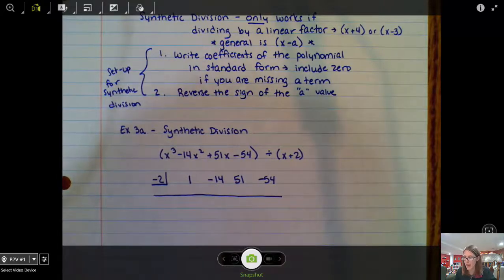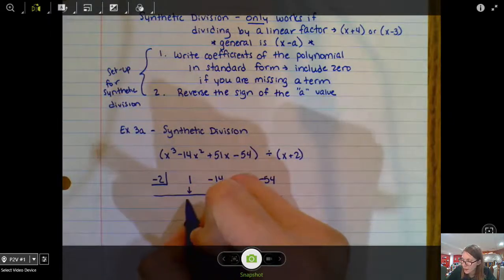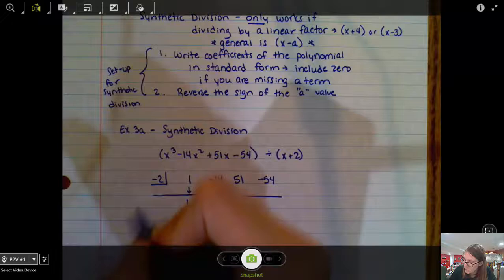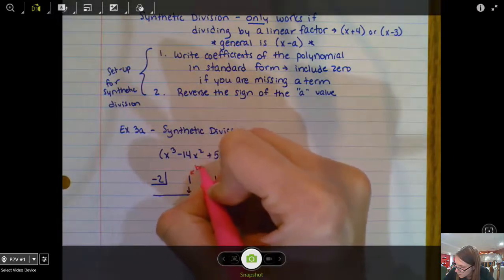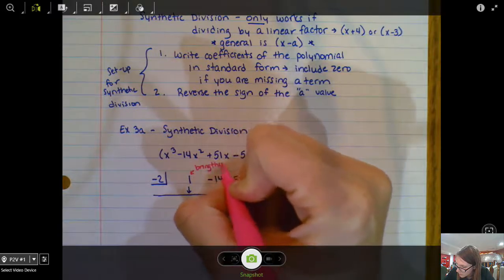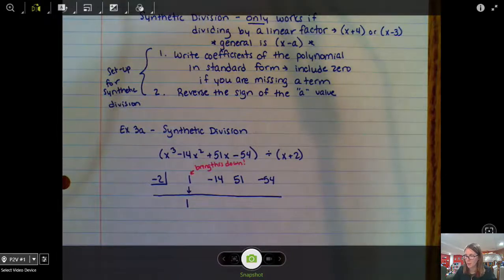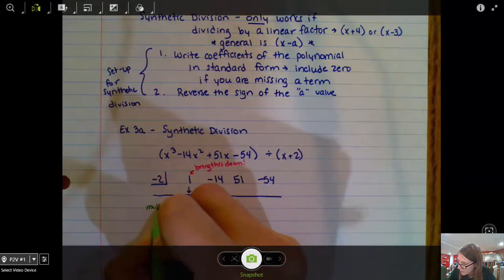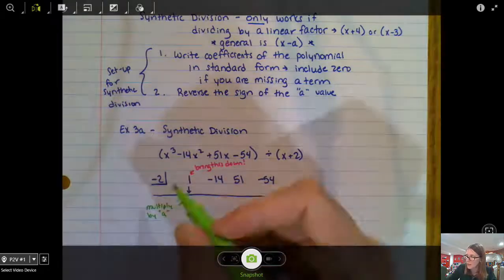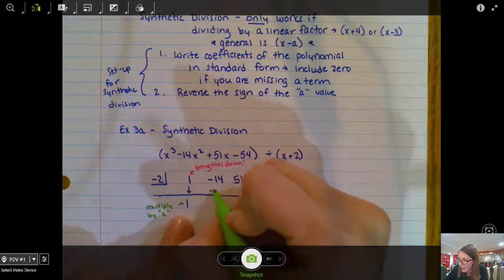So my first step for synthetic division, once we're set up, is to bring your first value down. After you have that number brought down, we multiply by our a value. Okay, so I take 1 times negative 2, I'm going to write it here. 1 times negative 2 is negative 2.